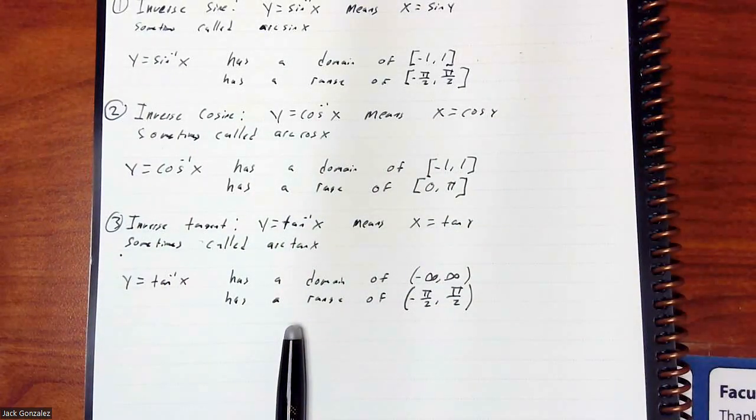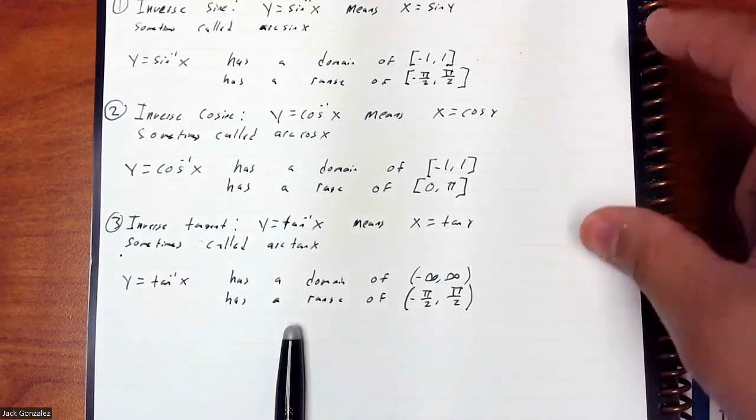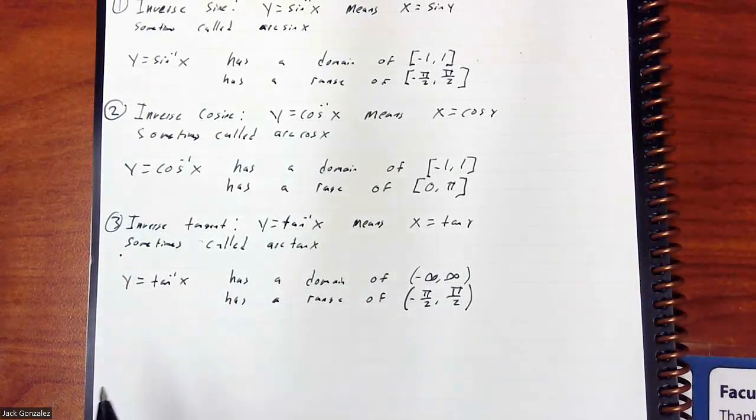And the reason we care about inverse is because you can undo what the original function did, right? So if you plug in an angle into the sine, you get a value on the circle. Now the inverse would do the opposite. You would plug in a value and it would give you an angle. That's the whole point of this, in general terms.